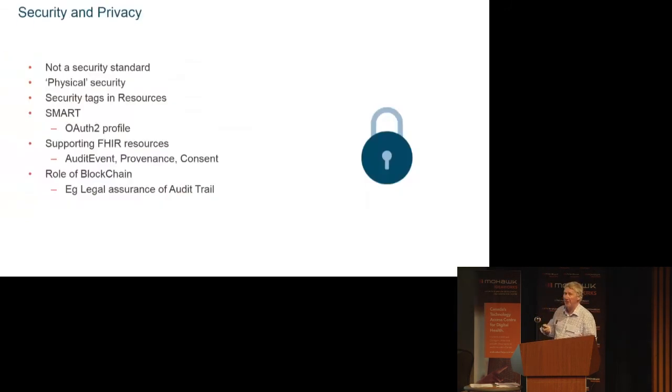Security and privacy. FHIR is not a security standard. I like to say FHIR doesn't do security, but that's of course not true. The key part here is that FHIR recognises that security is complex and it's done differently in different domains. We support security and privacy, of course. All resources have tags that you can apply to them. We have specific resources such as AuditEvent and Provenance and so forth. We're not sure about blockchain, but you can't really give a tech talk these days without mentioning blockchain, so I stuck it in there.